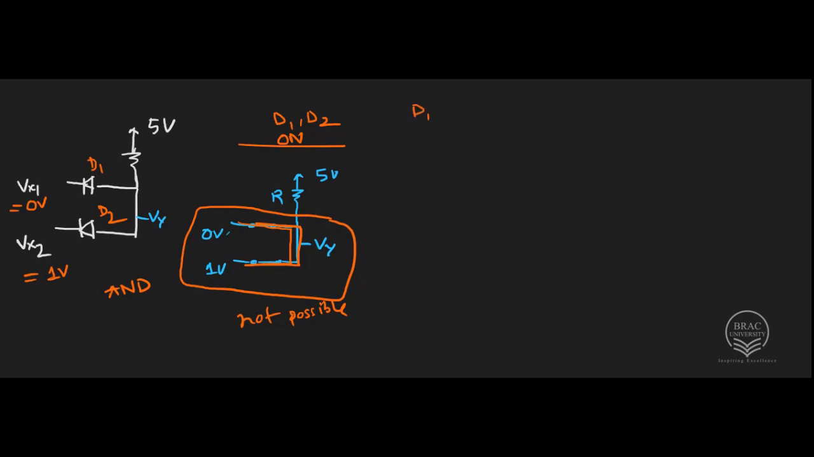Let's consider D1 and D2 both are off. If both are off, then we can represent them with open circuit.